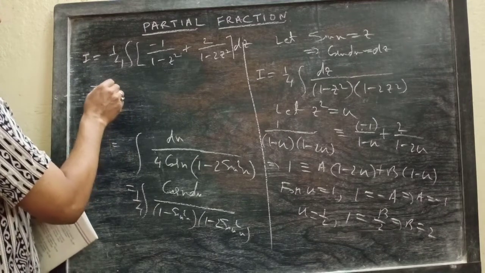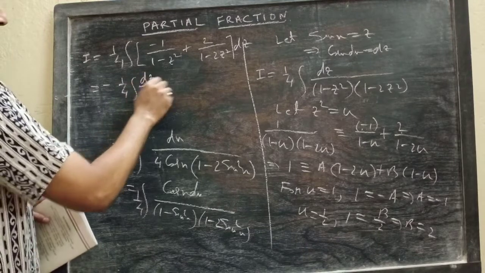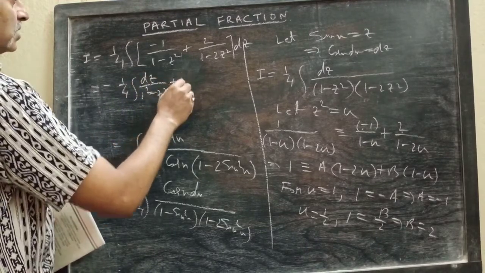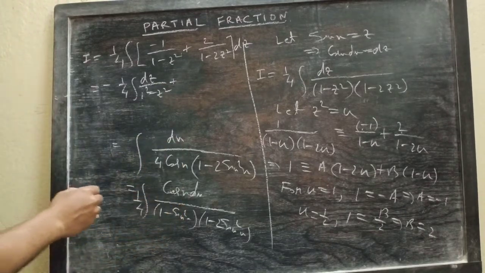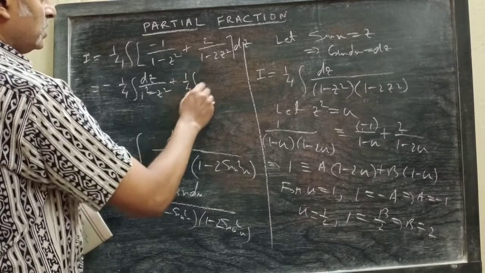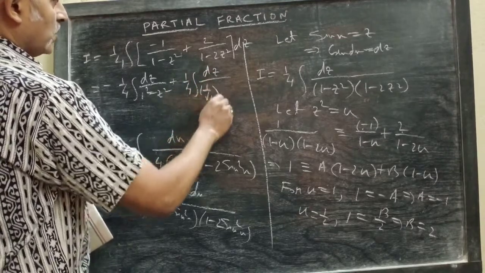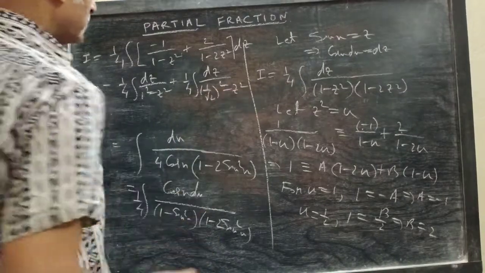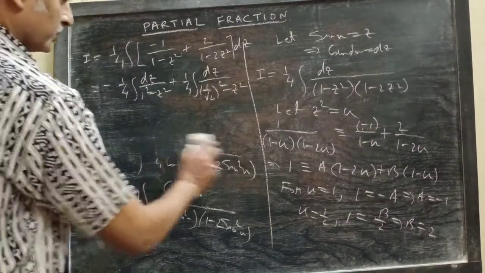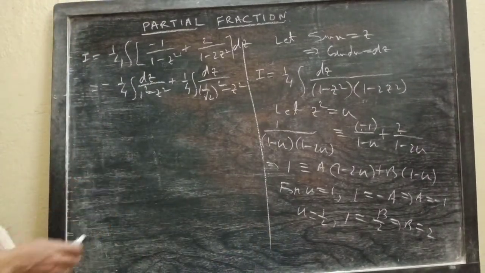Now this becomes minus 1 by 4 integration dz by 1 minus z square. Cancel, then 1 by 4 integration dz by (1 by root 2) whole square minus z square. Now they are readily integrable.